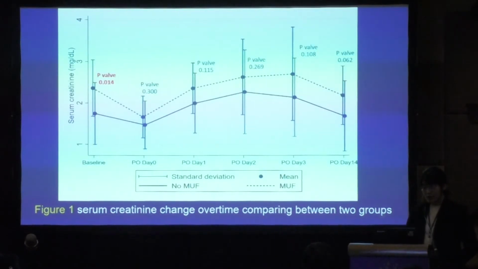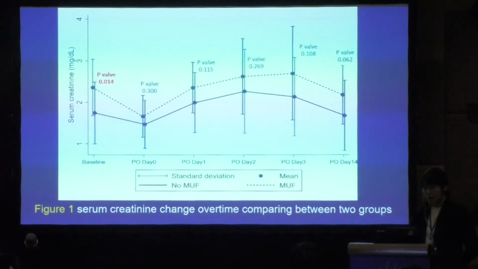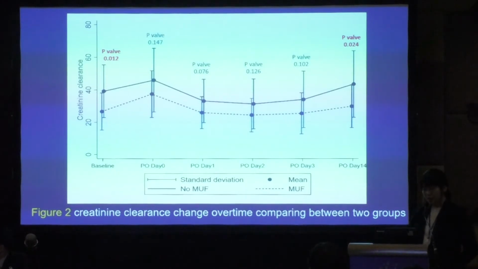Figure 1 shows the serum creatinine change over time comparing the 2 groups, and the mean serum creatinine in the MUF group was not different from the no MUF group. This was analyzed by repeated measure with a mixed model, adjusted by baseline creatinine, EuroSCORE 2, COPD, and type of surgery. Figure 2 compares creatinine equivalent over time between the 2 groups. For the MUF and no MUF groups, it was not different too.